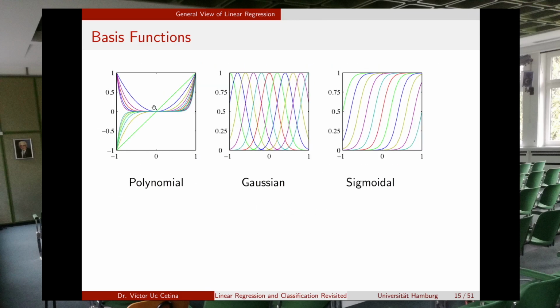In the case of the polynomials, you can define many polynomials, and basically curves that go up or down. In the case of the Gaussians, you will have several bell-shaped functions. You need to define many of these to cover the whole range of your input variable. So here we are assuming that x can take values from -1 to 1, and also the same here, but this is when you are using the sigmoidal functions.